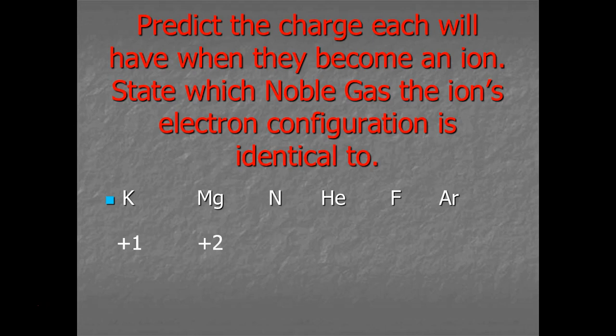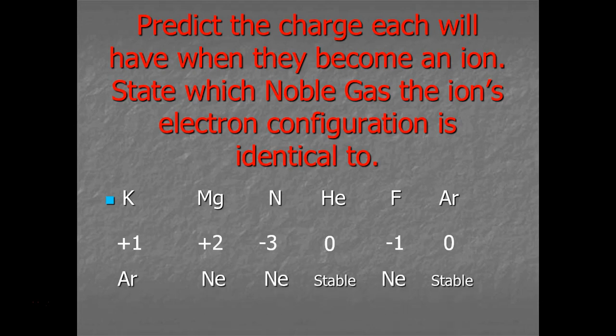Nitrogen has 5 valence electrons, so it can either lose 5 or gain 3. It's going to gain 3 electrons, which means it has a negative charge, -3. Helium is a noble gas, so helium is not going to want to gain or lose electrons. Fluorine has 7 valence electrons, so it's going to want to gain 1 more electron, so it has 8. That's easier than losing 7. And then argon is a noble gas, so again, it's not going to react. And then these are the noble gases that they're like.